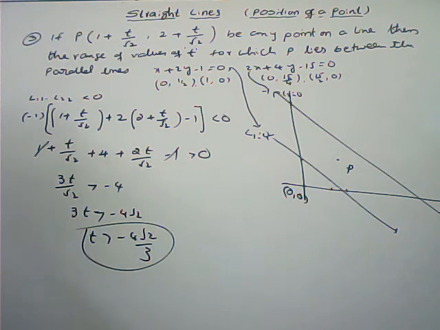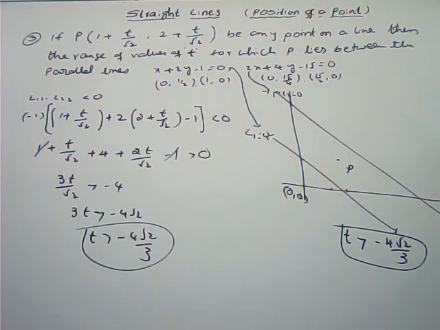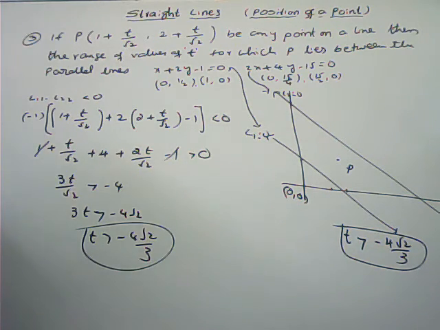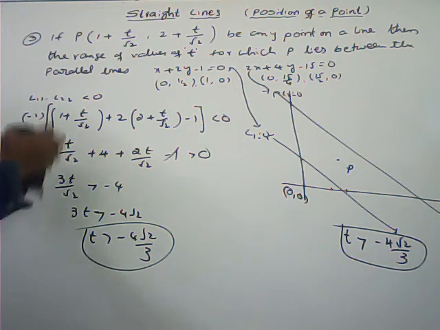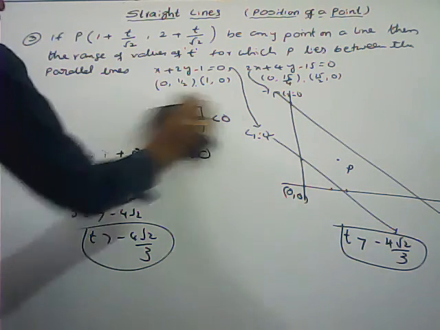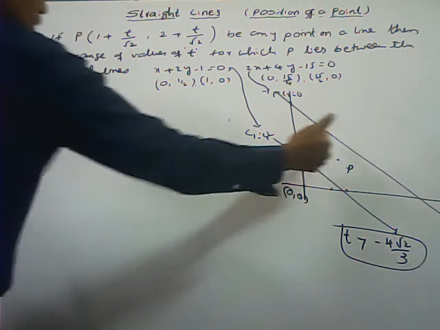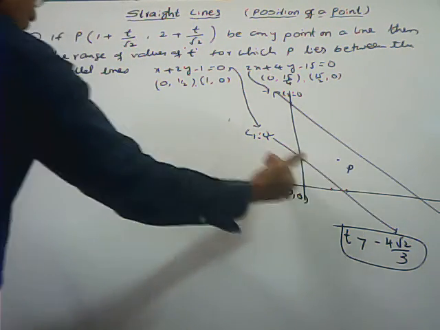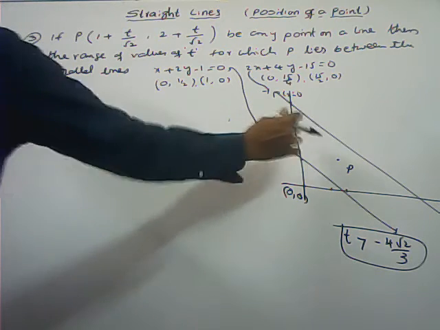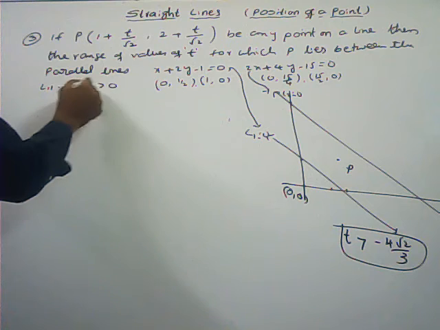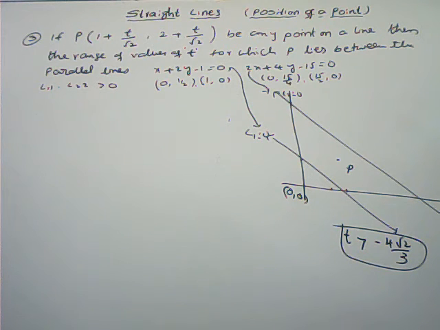Here we got one inequality by taking the first line. So that inequality you can keep aside: t is greater than minus 4 root 2 by 3. Next, we can solve the next one also. What about the next one? About this line, these 2 points lie on the same side. Same side means L11 into L22 should be more than 0, if both the points lie on the same side.